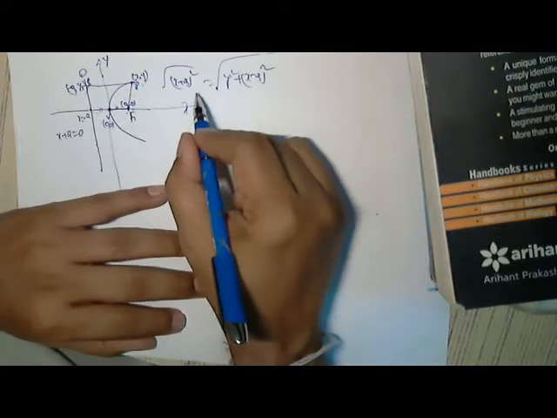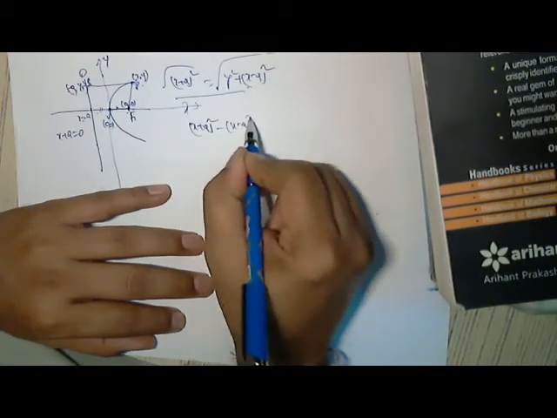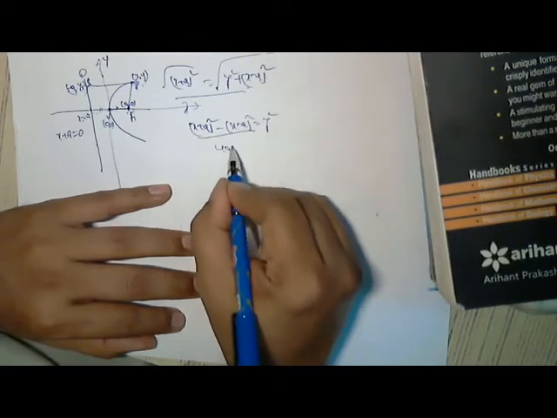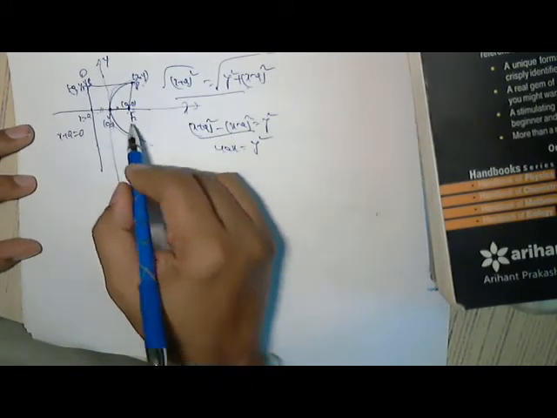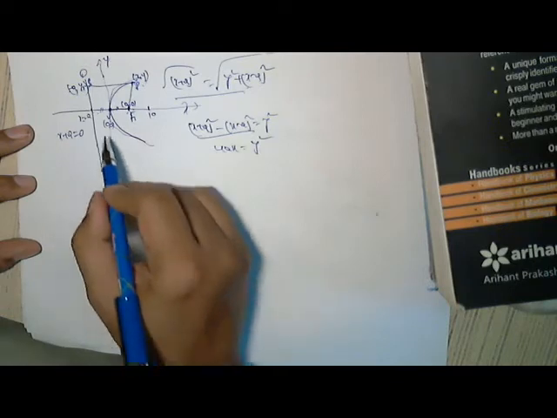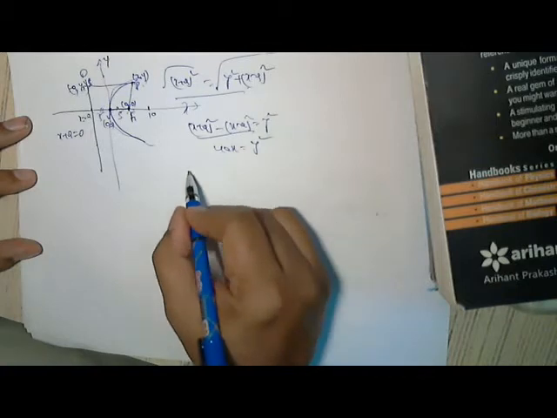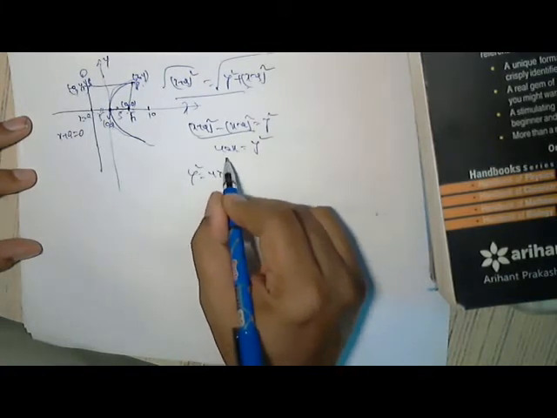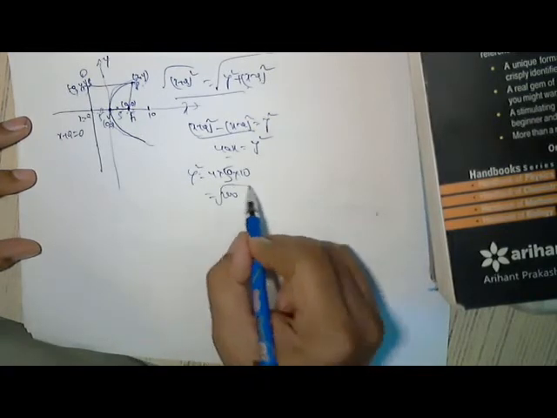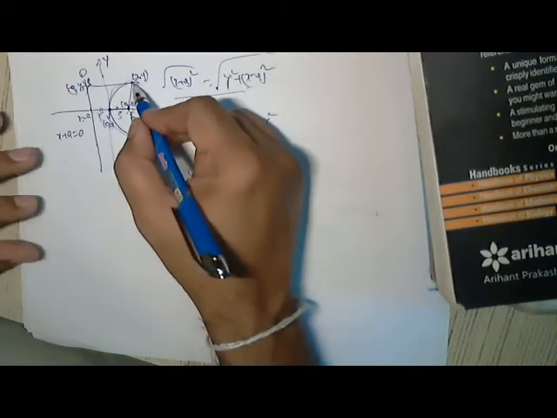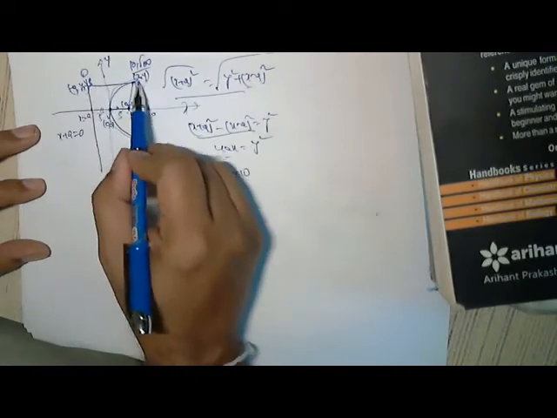So when we equate them, what do I find? X plus a whole square minus x minus a whole square is equal to y square, which is 4ax. So the locus of points is 4ax. Suppose x is 10 and a is 5. Then y square is 4 into 5 into 10, which is 200. So we get y is root of 200. So this point is x is 10, y is root of 200, and both are at the same distance.